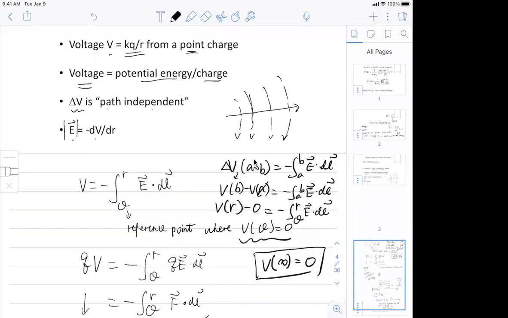So we will continue with that discussion next time, and then we will try to solve some problems involving electric potential.